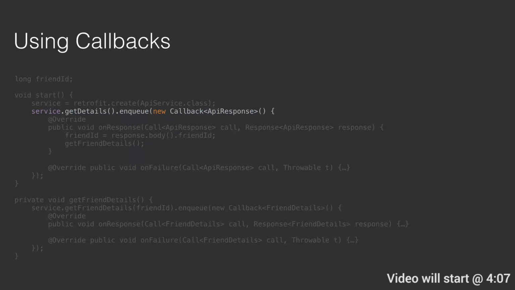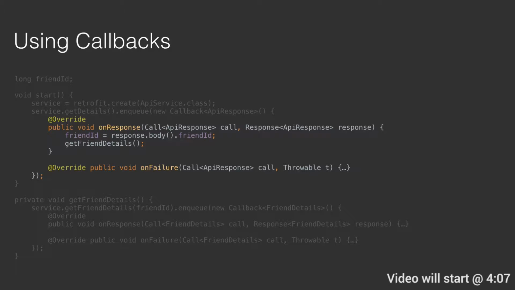So one example of a callback is this Retrofit service interface. To do the built-in way of starting a request, we would call .enqueue on the service and pass in a new callback, which has two methods, onResponse and onFailure. And here it's nice because threading is basically handled for us. We don't really have to worry about it in this case.